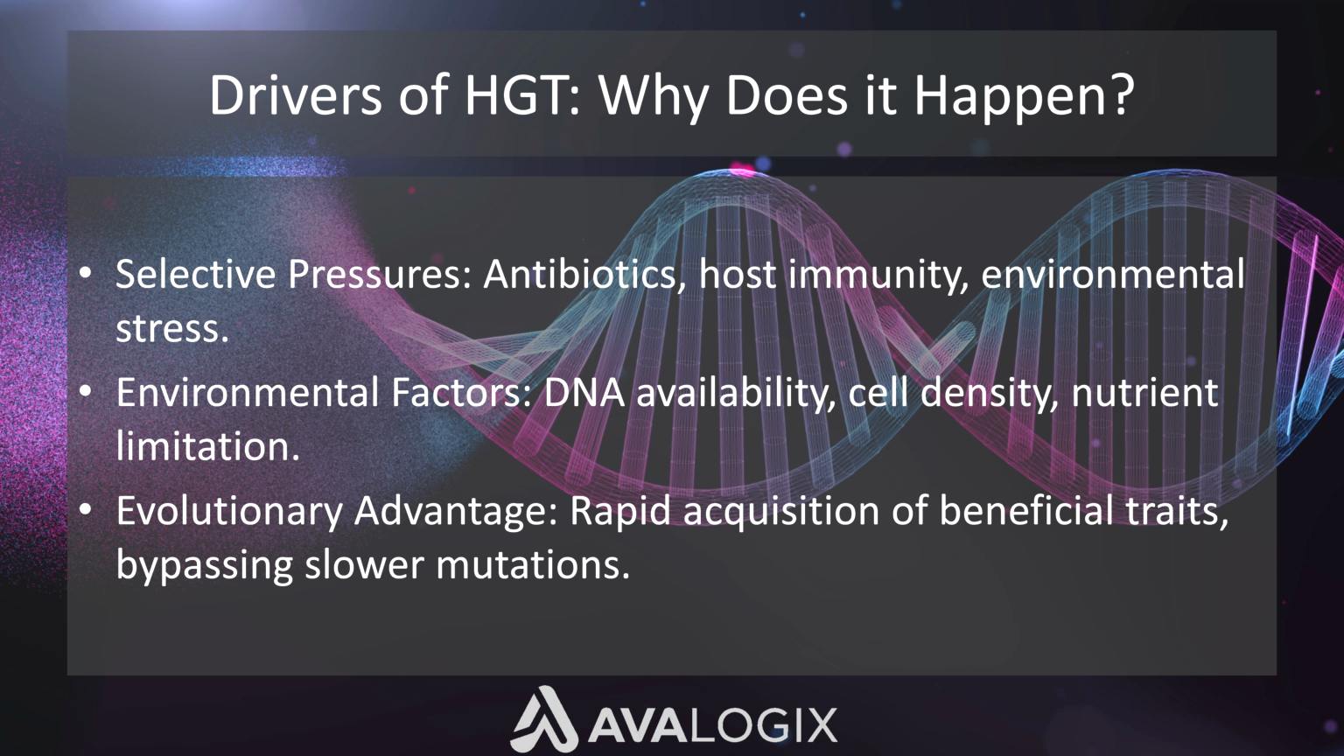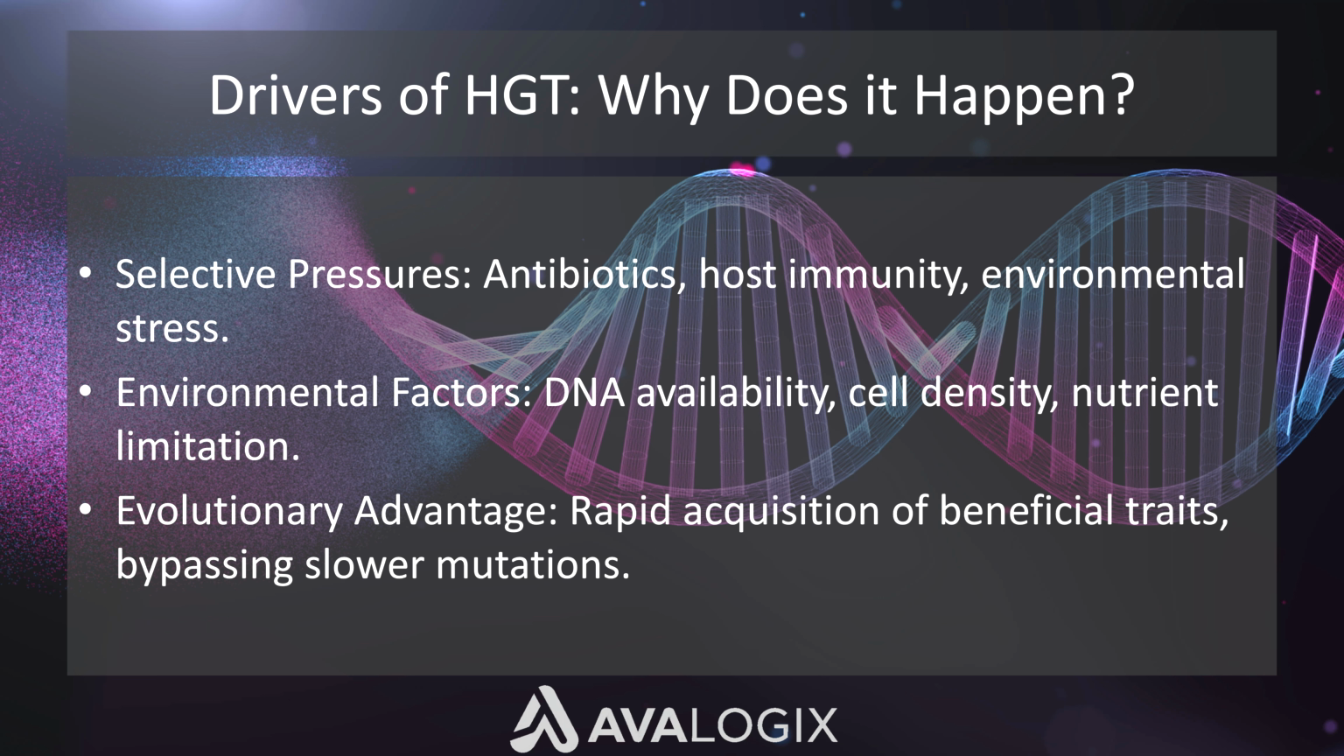Beyond host-related pressures, environmental stresses like nutrient scarcity, temperature shifts, pH changes, or heavy metal exposure also promote HGT. Acquiring genes for stress response or new metabolic pathways can be critical for survival in fluctuating conditions.